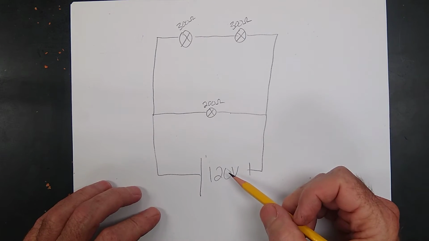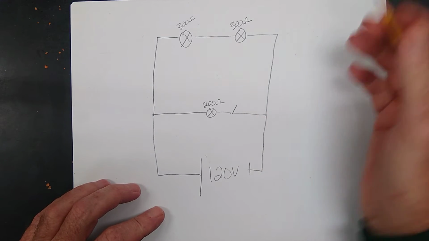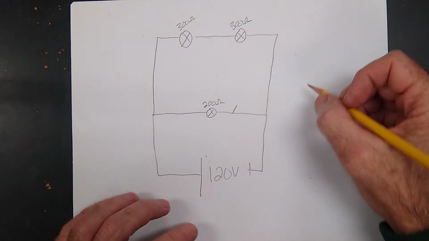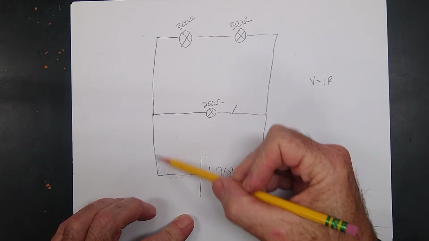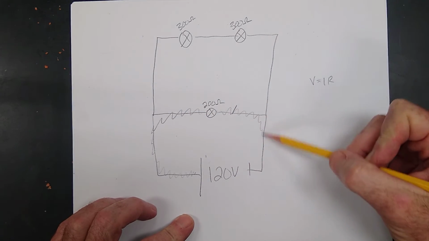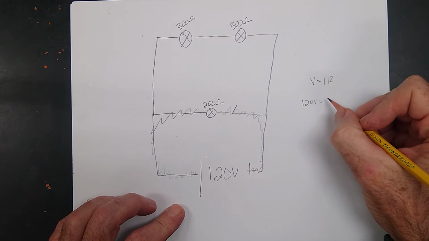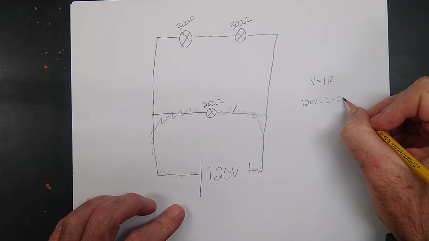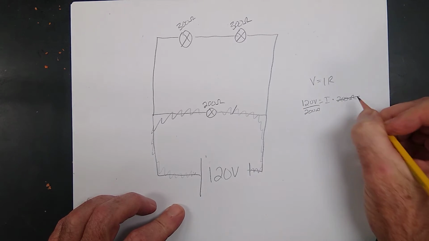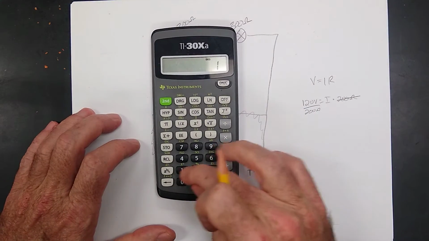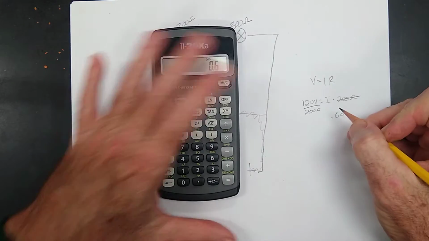So here we go. Number one, what is the current right here? Okay, now, how would I solve that? I would say V is equal to IR, and this is a circuit right here lighting this bulb, okay? So 120 volts is equal to some current times 200 ohms of resistance. So it will be 120 divided by 200 will give us our I. 120 divided by 200 gives us 0.6 amps.